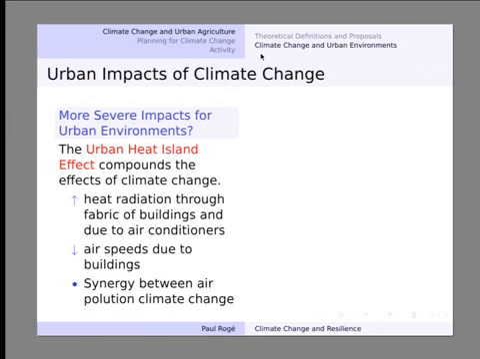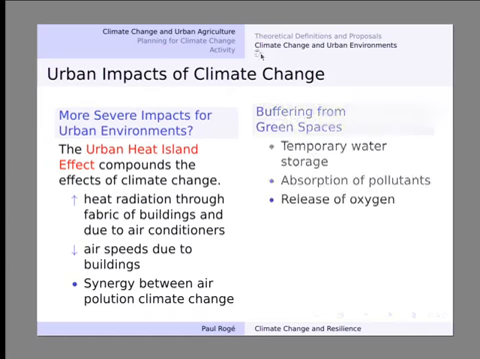And then you end up with this combined effect of air pollution with the changes in climate, which could have even more drastic effects on people's health. So that's to say, surprisingly, people in the city may actually feel the direct effects of climate change more than people who are in rural places.